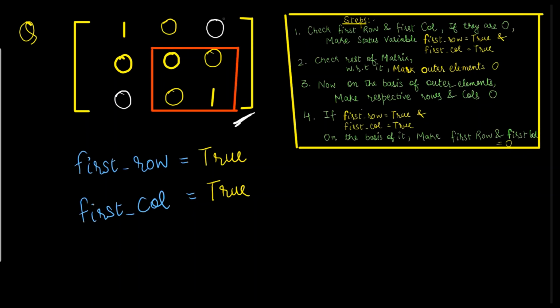So you can see here I got these two fresh zeros. So I'll make the respective row and column in the inner elements 0. So this 0 I already have, here 0 I already have. I need to make this one 0, like this.